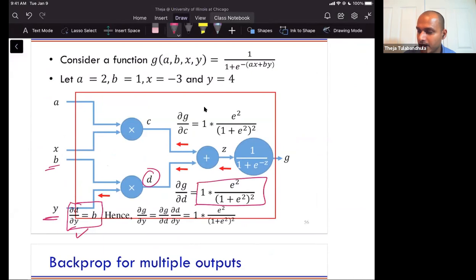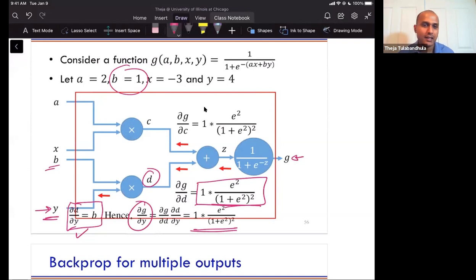And therefore, the gradient of g, the full output here, with respect to input y is equal to this, and this is because b is actually equal to 1. So it's b times whatever the incoming gradient is, and b is equal to 1. So is that a little bit clear, or was it unclear? If you have any questions, do ask.